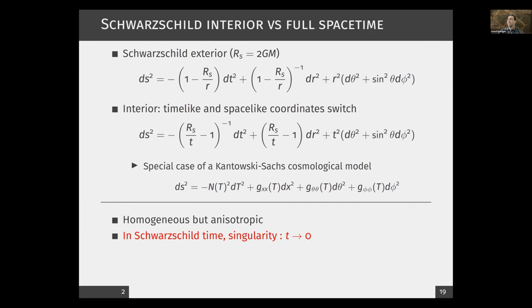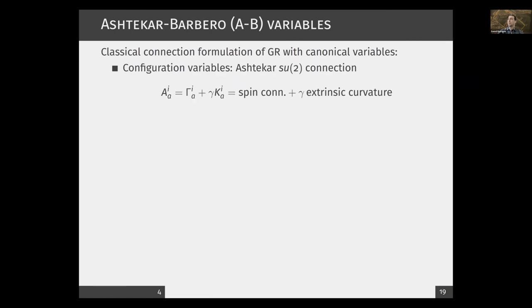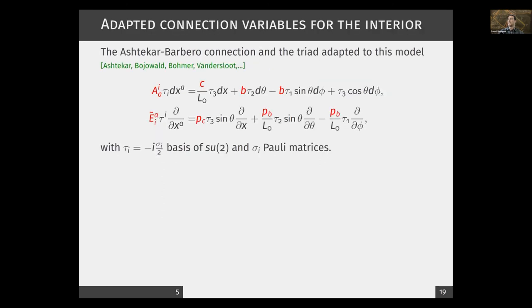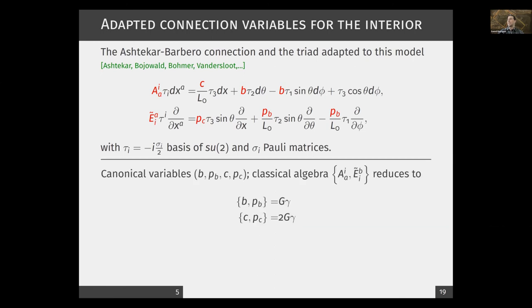And as you see here, in Schwarzschild time, when you choose your lapse like this, the singularity happens at t going to zero, and the horizon is at t equal to 2GM. And if you go forward and you want to quantize this system, this is basically a minisuperspace with finite degrees of freedom. You want to quantize this using loop quantum gravity. So you write the Ashtekar-Barbero variables here, the spin connection plus the extrinsic curvature. So basically the connection you see there, and the conjugate to the connection are the density-weighted triads. And then you can write the connection and the triads in terms of two variables, c and b, and their conjugate momenta, p_c and p_b. So again, you're in a finite dimensional system. And the algebra of the connection and the triad becomes, as you see, simple: between b and p_b and c and p_c, very simple.